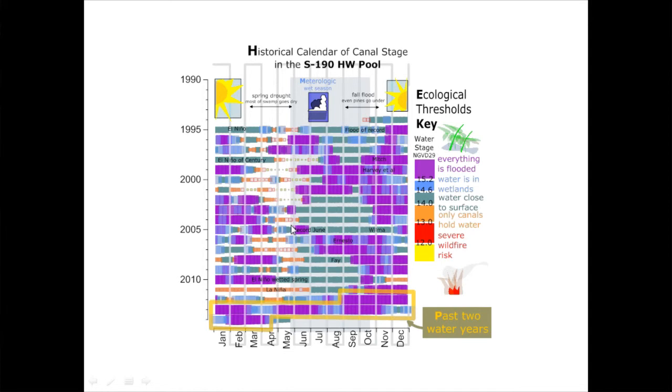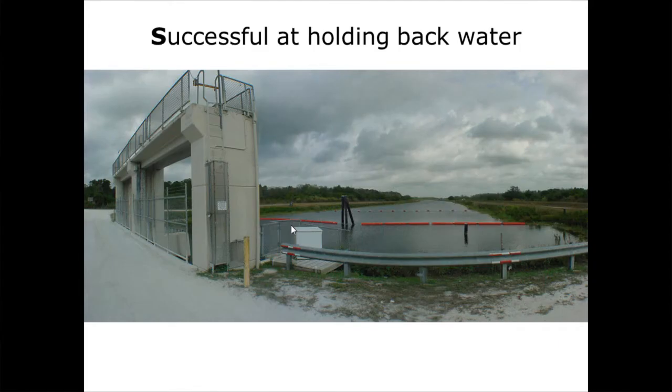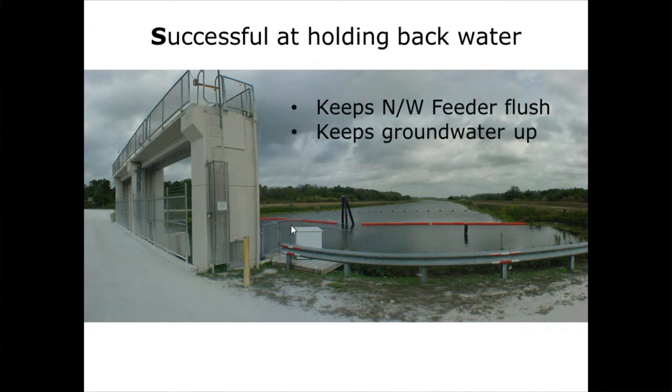The idea over the past 2 years: let's keep water as flush as possible in the north feeder and west feeder by closing that S190. So that new operation schedule has been successful at holding water back. The canals are flush, especially for the dry season. So it keeps the north and west feeder flush, and it also keeps groundwater levels up. If the canal's full, that keeps the groundwater levels in equilibrium as well.